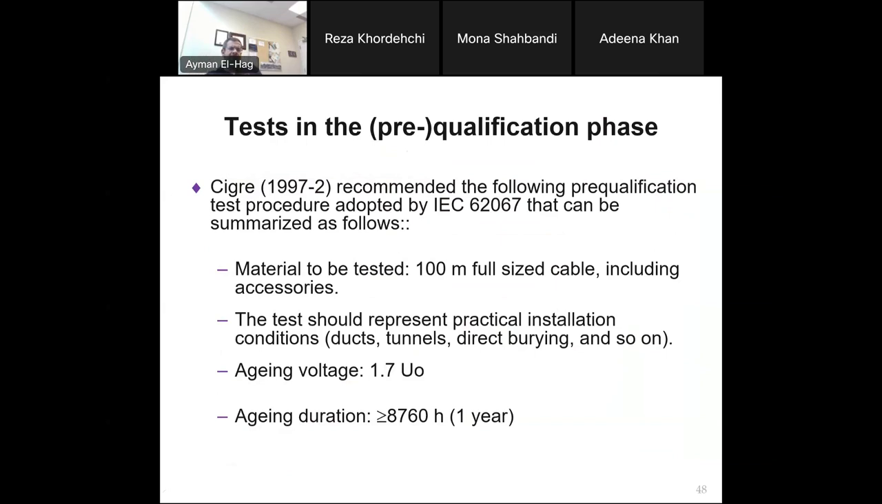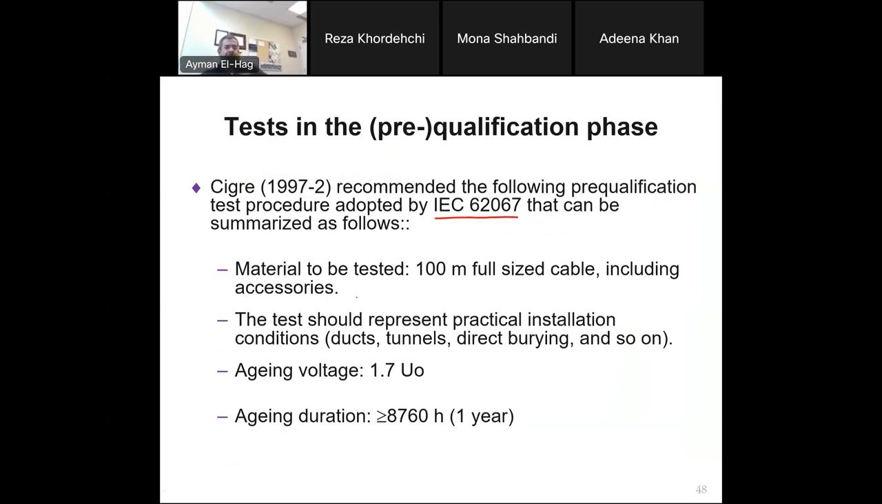The CIGRE group is basically a well-known group in Europe. This is what is equivalent to the IEEE we have here. From the IEEE, we have the industry standard, or the ANSI standard comes out of it. From CIGRE, the IEC standard comes from the CIGRE working groups. So we came up here with the standard adopted by the IEC 62067, and this is for the pre-qualification.